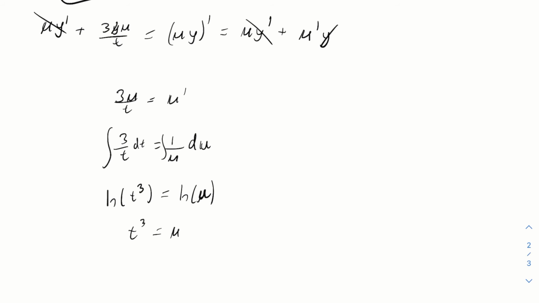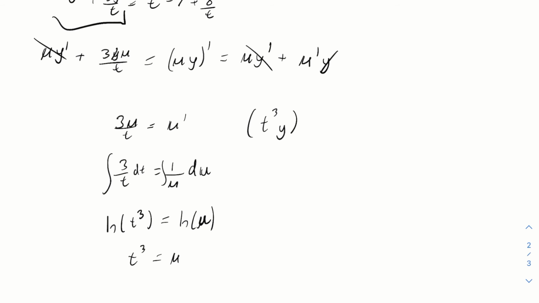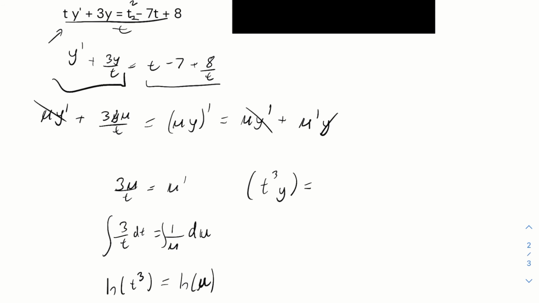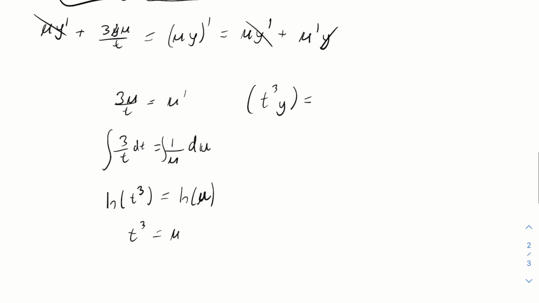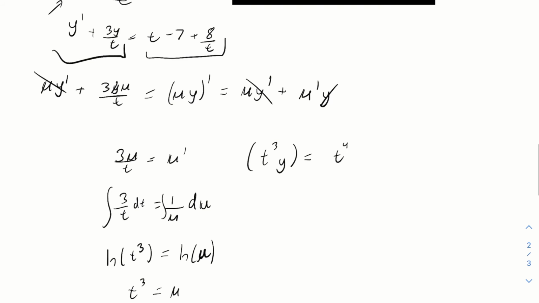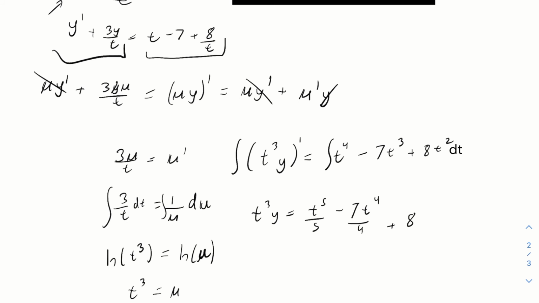Okay, and now we use t cubed as our mu value, and multiply that by y, and we're going to multiply everything on this side of the equation by mu. So we get, let's see, that's going to be t to the 4th minus 7t cubed plus 8t squared, I believe. Okay, now we integrate. We get t cubed y equals t to the 5 over 5 minus 7t to the 4th over 4 plus 8t to the 3rd over 3 plus some constant.